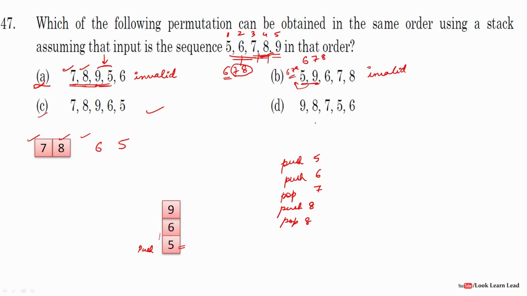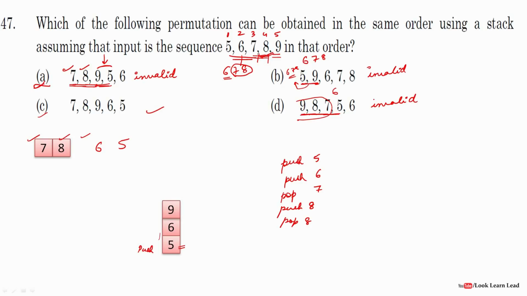Okay, let's take this one. In this we have 9 and 8. Between 9 and 8 there is nothing, so no problem. We have 8 and 7. Between 8 and 7 we have nothing, no problem. And we have 7 and 5. Between 7 and 5 we have 6, but 6 is not here anywhere, so it is invalid.